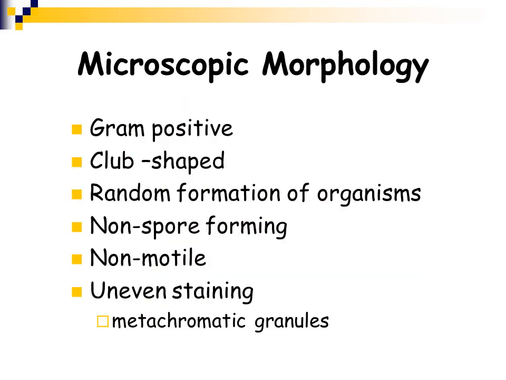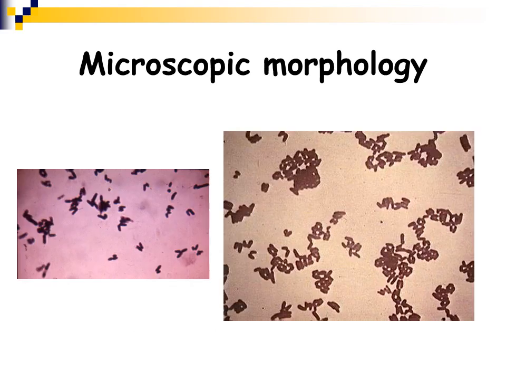Microscopically, we already said the Corynebacterium are gram-positive. They tend to be in a club shape. They form random formations, so when you're looking at them under the microscope, they're not very uniform. They are non-spore forming, they are non-motile, which means they do not have flagella, and they tend to stain very unevenly due to the metachromatic granules. And here is your typical microscopic morphology, and you can see they tend to somewhat cluster together in these random forms.